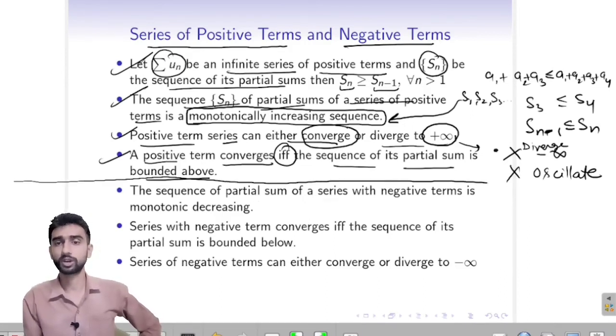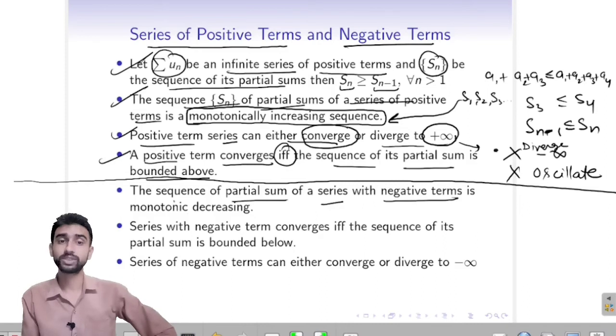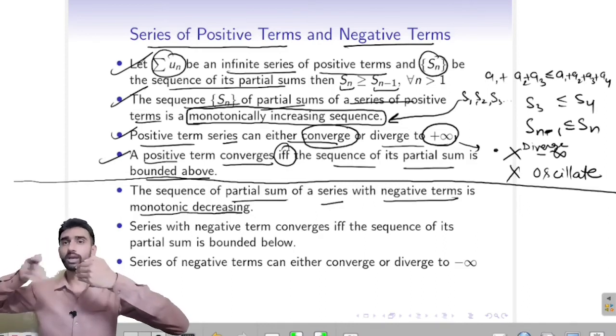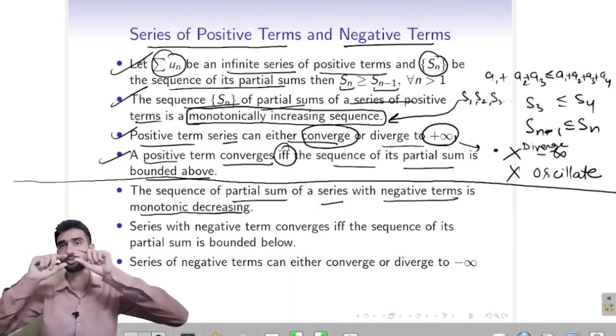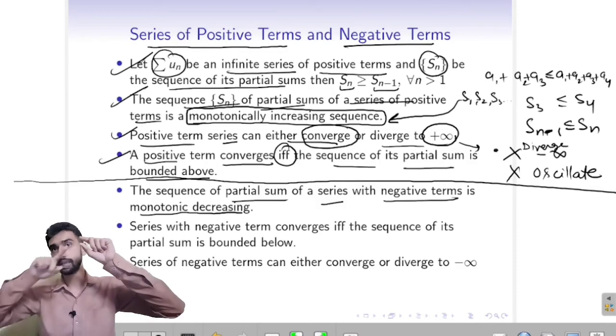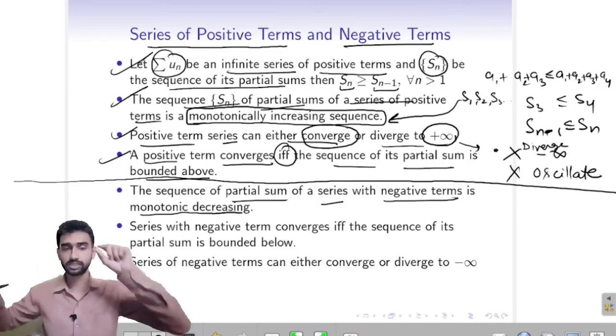Now we will talk about the series of negative terms. They say that the sequence of partial sums of a series with negative terms is always monotonically decreasing, because all the terms are negative now. So whenever you add a new term, it will subtract something from the total. So it keeps decreasing, decreasing, decreasing. That's why it is monotonically decreasing, always decreasing.